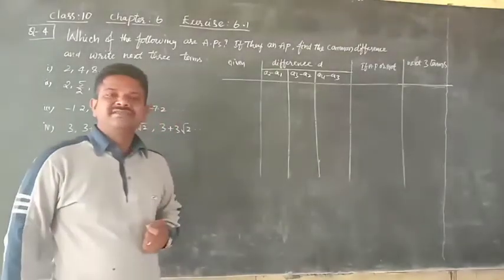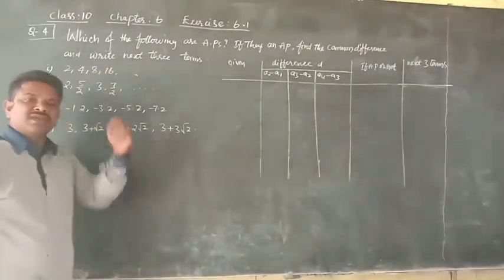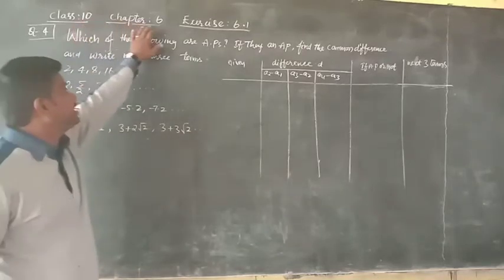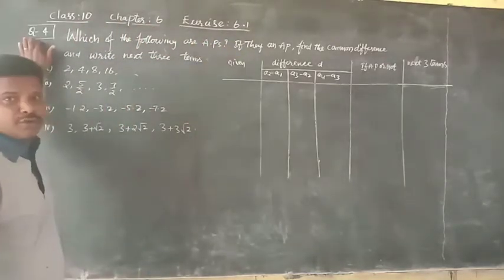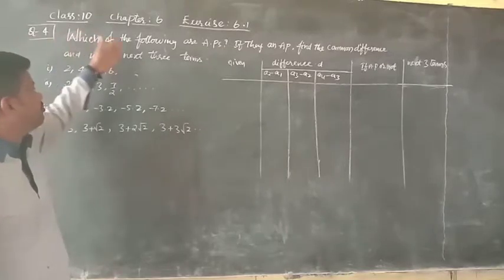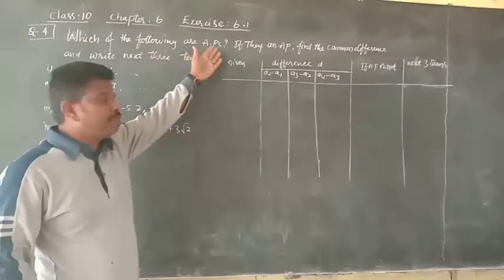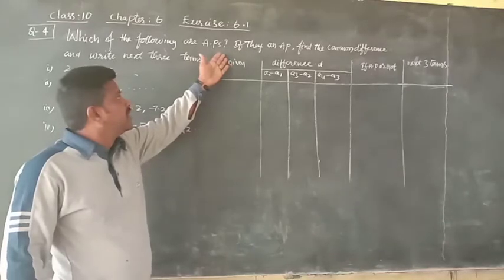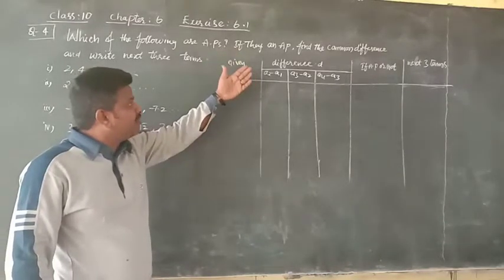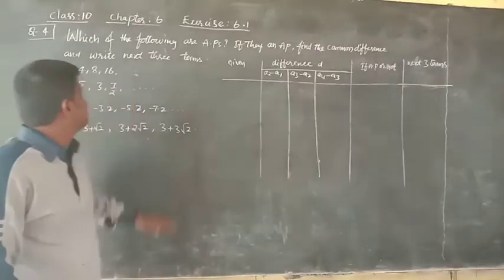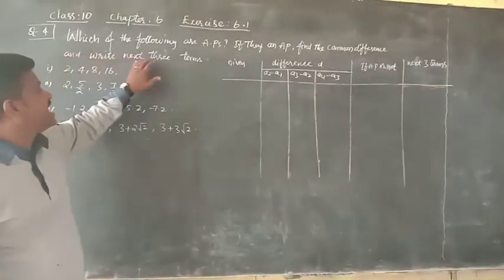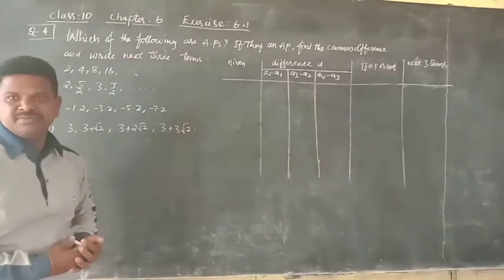In this session, we'll discuss Standard 10, Chapter 6, Exercise 6.1, Question number 4. Which of the following are arithmetic progressions? If they are an arithmetic progression, find the common difference D and write the next three terms.